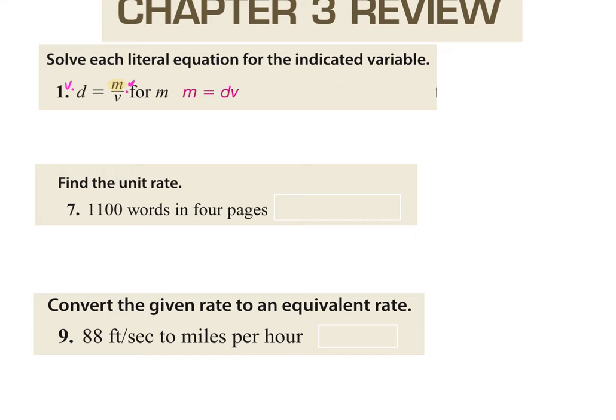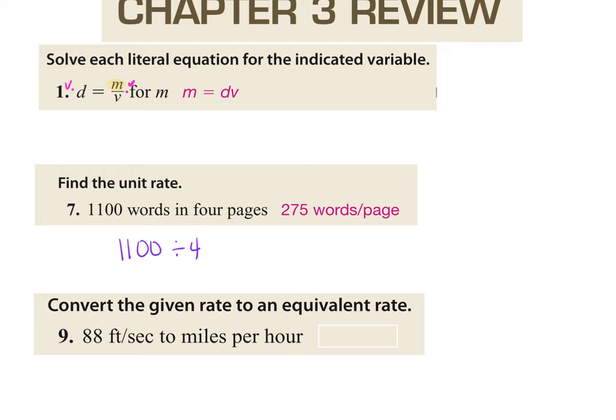Order does not matter. Unit rate just means you want it for one, not for 4 pages. So if I'm reading 1,100 words in 4 pages, how many words do I have on 1 page? Anytime you're trying to find a unit, you literally just divide. So you should have taken 1,100 divided by your 4. That's all you had to do here to get your unit rate. Unit just means divide them. We want how many words in 1 page, and you should have gotten 275 words in 1 page. Unit just means divide.